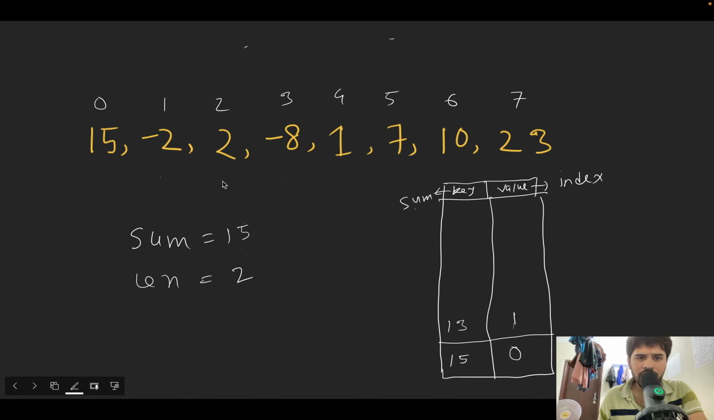Let's move forward. We have 15 again. We see that 15 exists, so we are not going to insert 15 again for this index.